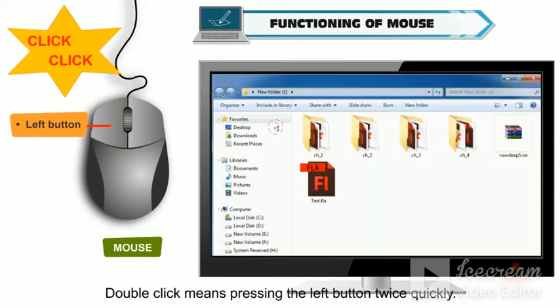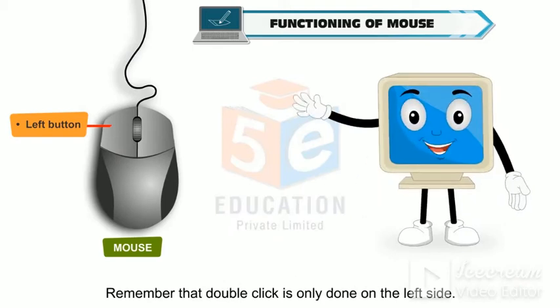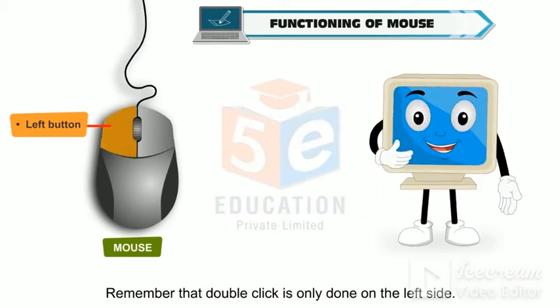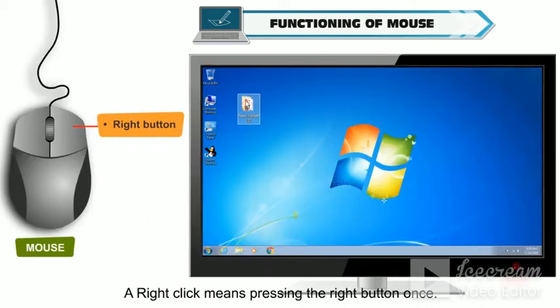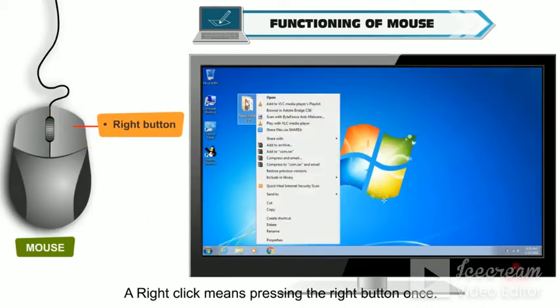Double click means pressing the left button twice quickly. It helps us to open objects on the screen. Remember that double click is only done on the left side. So what does the right button do? A right click means pressing the right button once. It shows menu options on the screen.